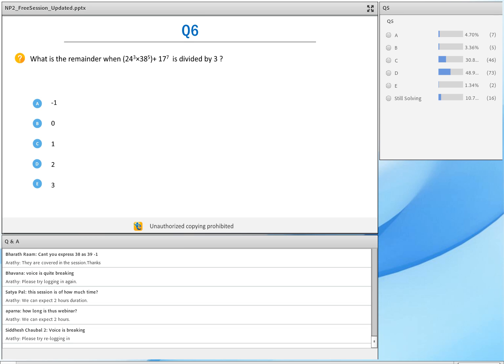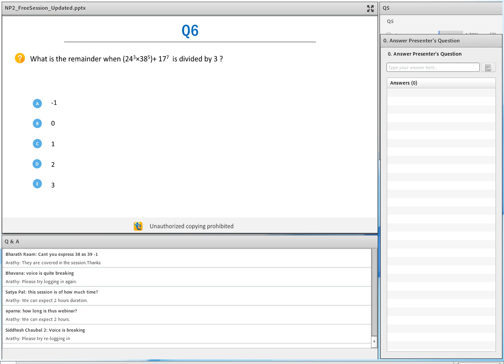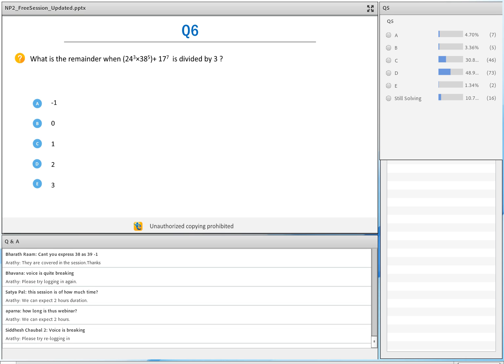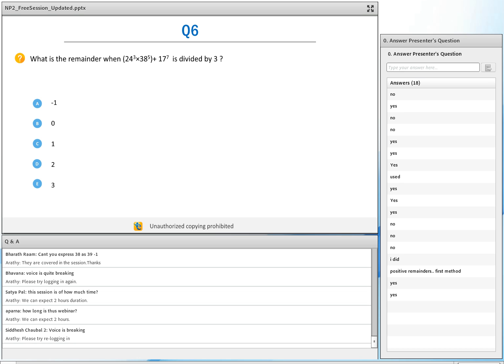Now, how many of you used the concept of negative remainders to solve this question? How many of you did that? How many of you used that concept? So type in yes if you used that concept. Okay, many of you did. Few of you did not. Okay, use the first method.